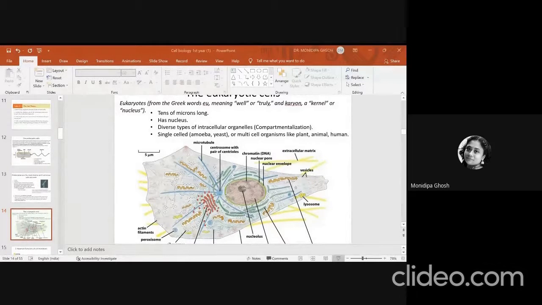These actin filaments give the skeletal structure. As we have bones, over the bones the muscles and the skin are put to give you a defined structure. So the eukaryotic cells also possess actin filaments which give them a specific structure.